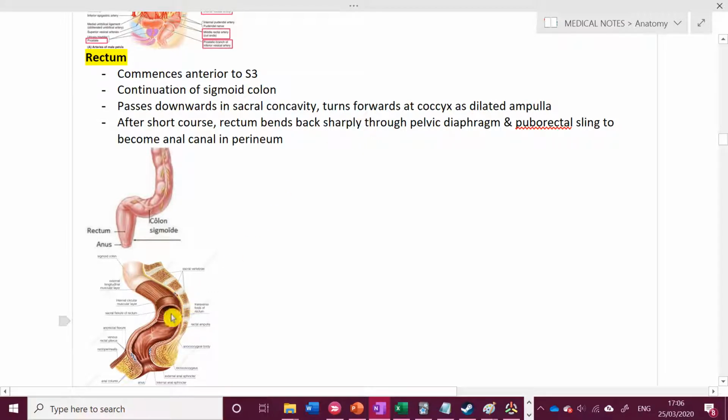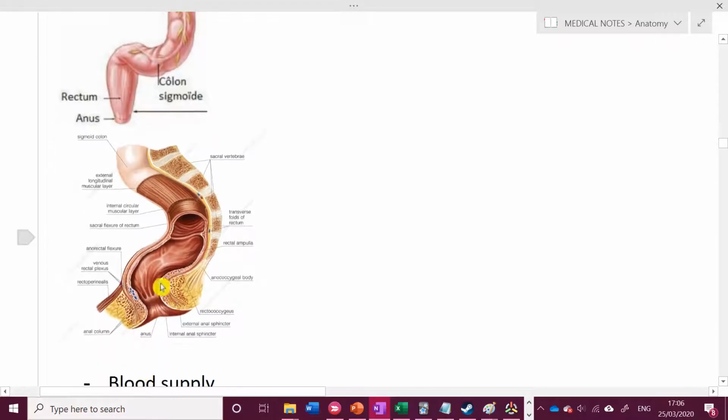After a short course, the rectum bends back sharply through the pelvic diaphragm and the puborectal sling to become the anal canal in the peritoneum. So don't get confused, the anal canal and the rectum are two different parts.